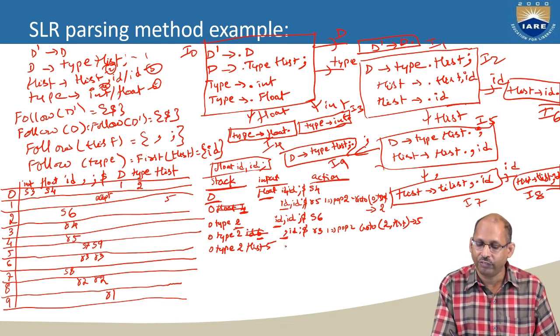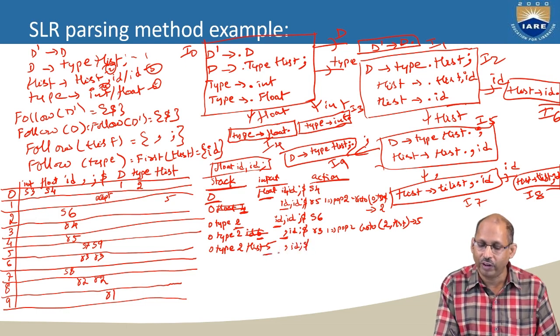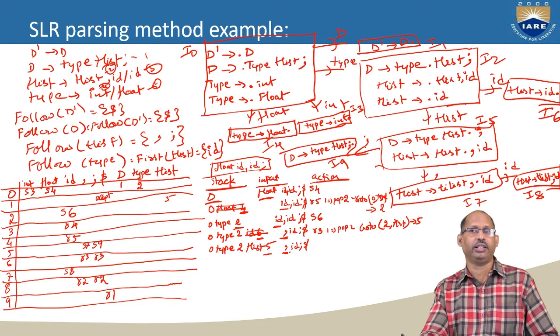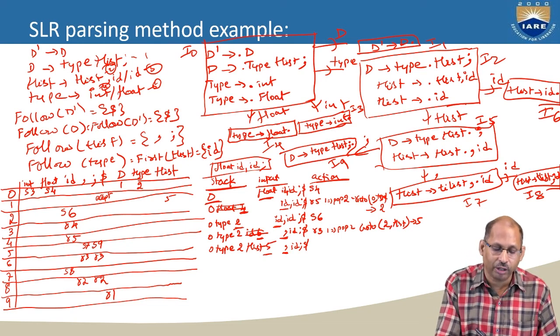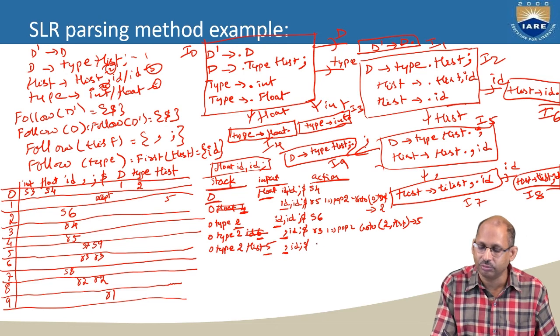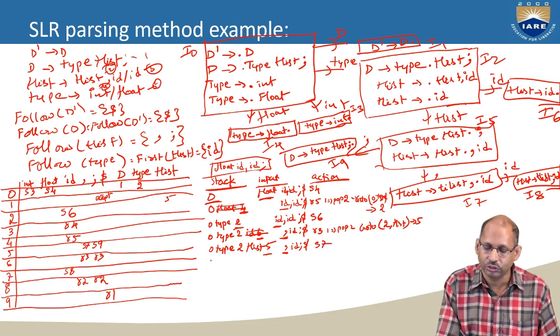Now, what do we have? Comma, id, semicolon, dollar sign. 5 and comma. What is 5 and comma? We have S7. Right? 0, type, 2, T list, 5, comma, 7. What are the remaining symbols? id, semicolon, dollar sign.